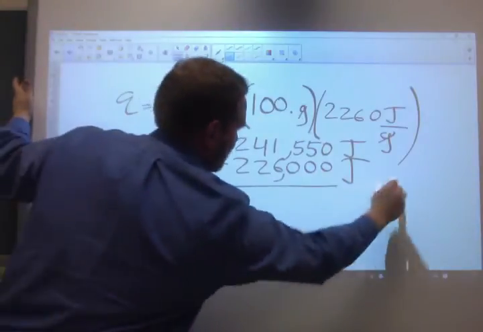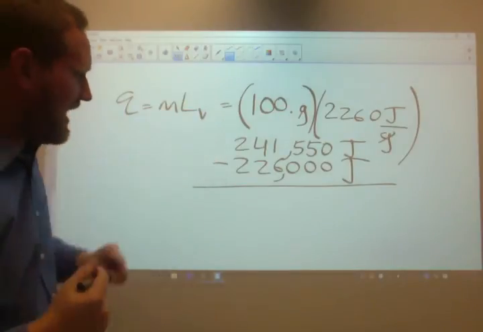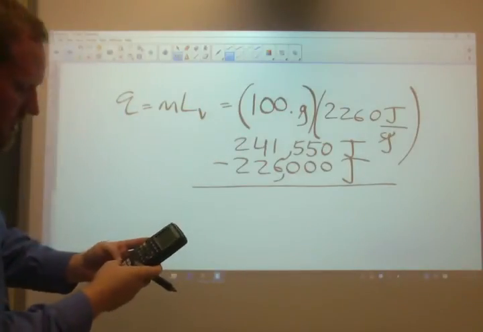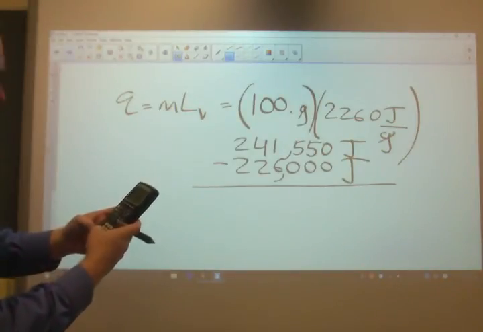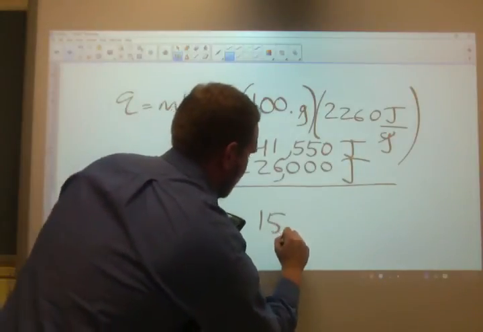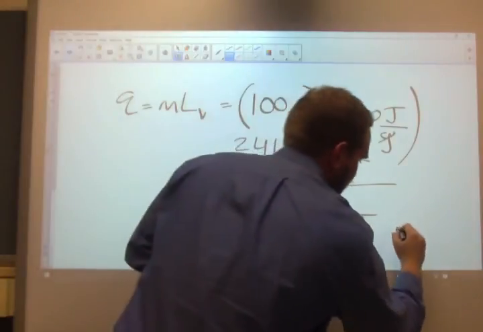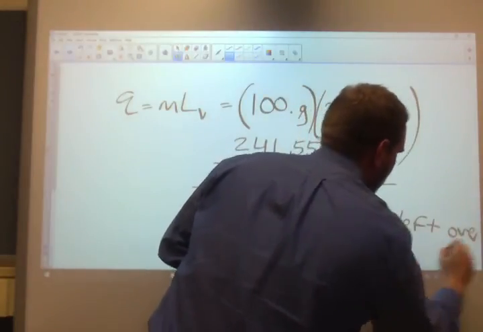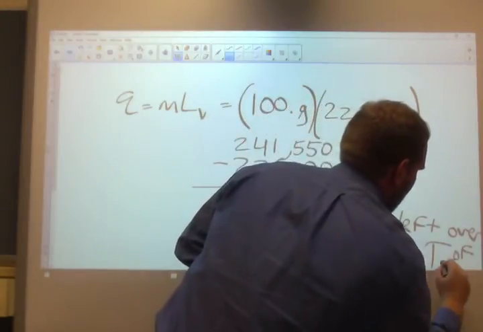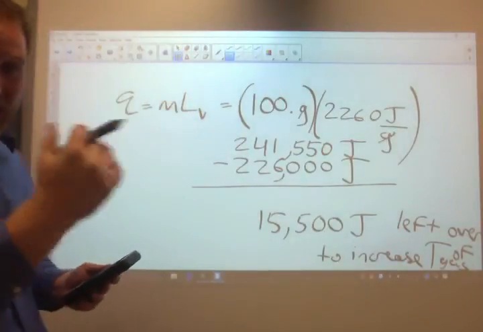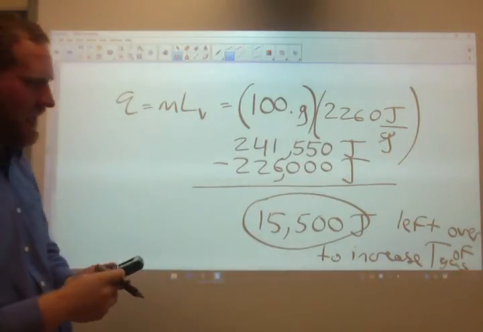So let's copy that number down again, 241,550. And I'm going to subtract this now. This is how much I had available. This is how much I'm going to have to waste to boil that. Let's see how much is left. 241,550 minus 226,000 equals 15,500 joules. And these are now the joules left over to increase the temperature of the gas. So now I'm dealing with a gas and I have just a little bit left over to crank that temperature up. Let's see how high I can get it.